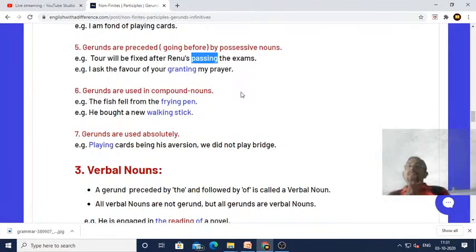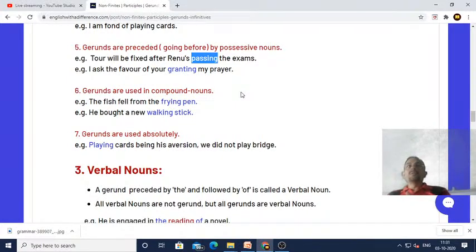So what is the rule? What is the fifth rule? The fifth rule states that if an ing word is to be called a gerund, it has to be after a possessive noun or a possessive pronoun as well. So this is also a very important rule of gerund. In the second example you can see, I ask the favor of your granting my prayer. The word granting is used after the possessive pronoun your, therefore it qualifies itself to be called a gerund.